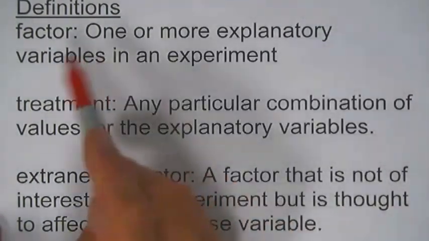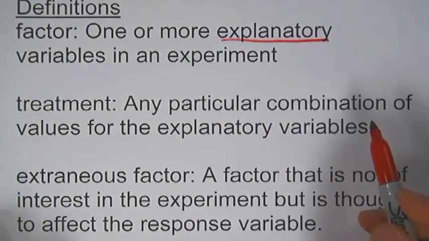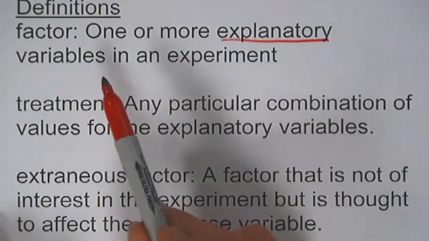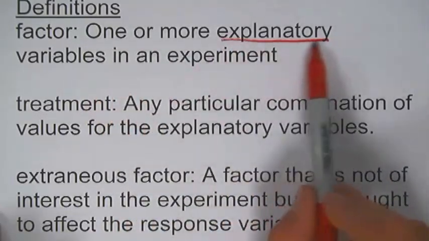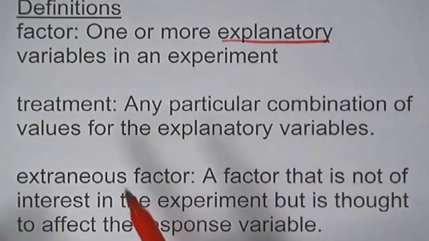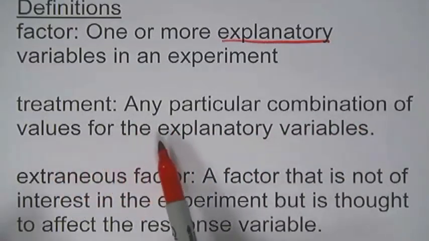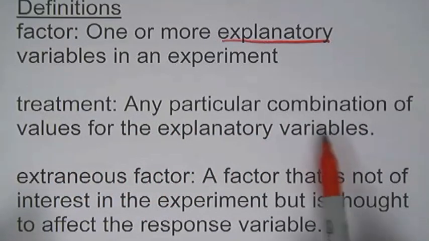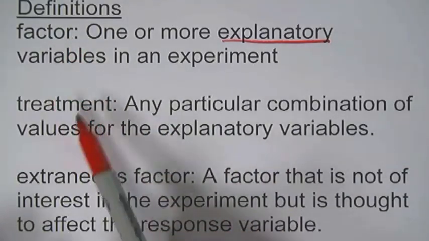So the first one is a factor. A factor is one or more explanatory variables in an experiment. Remember, when you're running an experiment, you're trying to show a cause and effect relationship. The explanatory variable is what you want to cause a change in the response variable, so what you want to cause an effect in. Then a treatment is any particular combination of values for the explanatory variables. So a factor can have many treatments associated with it.